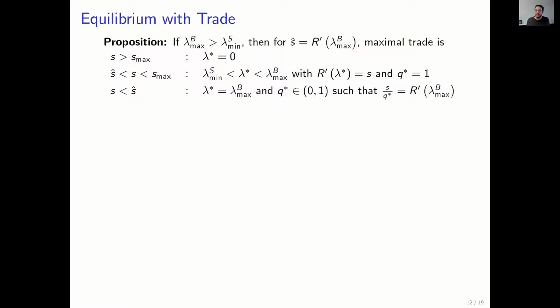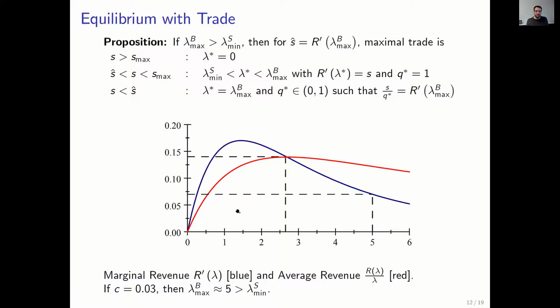And Q star is such that the marginal cost of an additional bidder, S over Q star, is exactly equal to R prime. So this is the bidder's free entry condition that pins down the participation level in equilibrium. Okay, so in a picture, here again in blue we have the marginal revenue curve, in red we have the average revenue curve. The minimal scale was at 2.6, and now suppose that the entry costs are 0.03. In this case, lambda V max, the bidder's break-even level, is 5. So how does the equilibrium look?